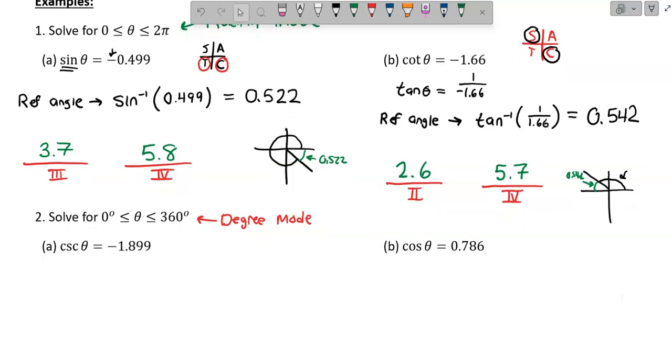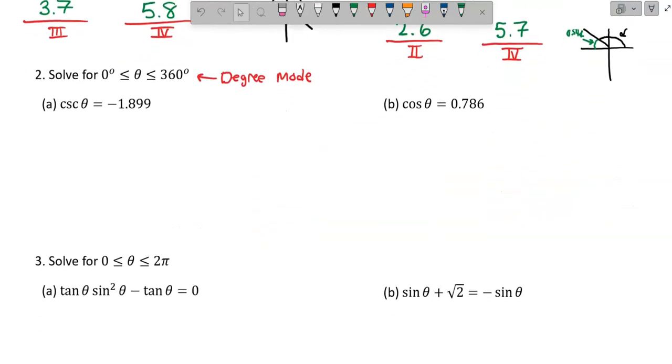Okay. Now my challenge for you is degree mode might be a little bit easier for you to try. So my challenge to you is try to see if you can answer this on your own. Pause the video and then I'm going to go through the process. Okay, so in letter A, we are talking about a negative cosecant. So cosecant, remember, is the reciprocal of sine. And so sine is going to be negative in quadrants 3 and 4. So we're going to have 2 answers that we're going to get.